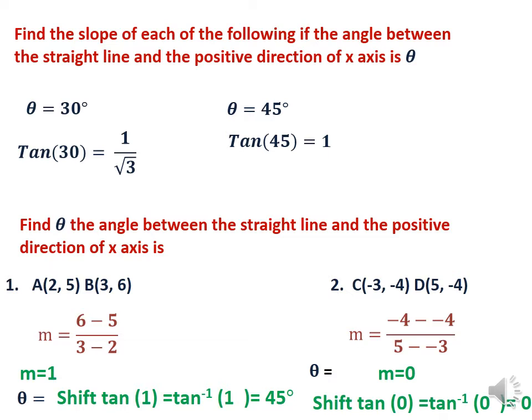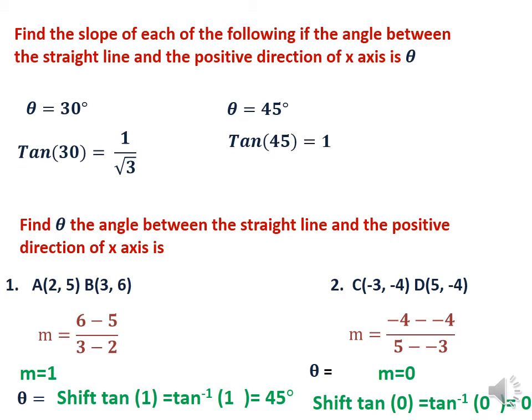How to find the slope? The given were 2 points, so it will be y2 minus y1 over x2 minus x1. 6 minus 5 over 3 minus 2, so the slope equals 1. How to find the angle? We know that the slope has another formula, which is tan theta. So tan theta will be equal to 1.